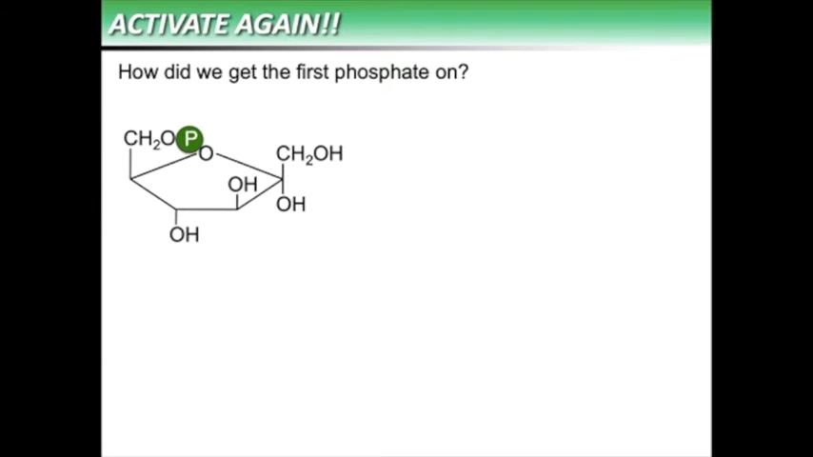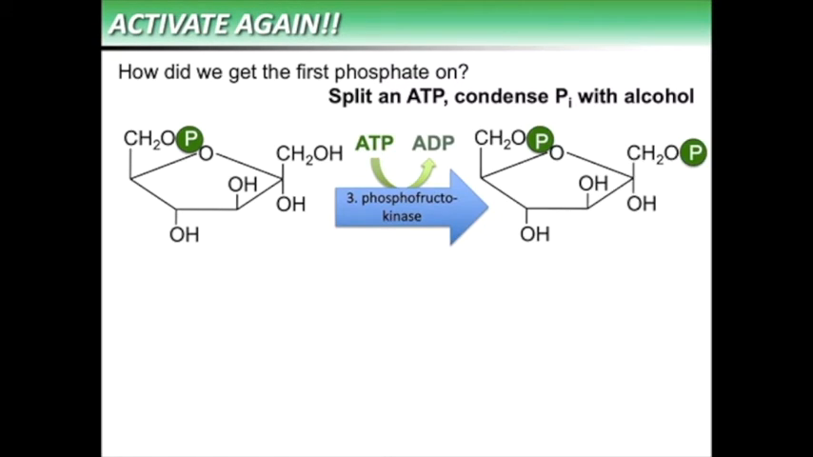All right, so again, we said in order to get the repulsion, we're going to need more than one phosphate on here. One phosphate is all fine and good. It's higher energy because we had to break down an ATP, but if I want the sugar to be activated, I need another phosphate. And so we're going to do the same thing we did on the first one, split an ATP and condense the inorganic phosphate with the alcohol, and here we go.